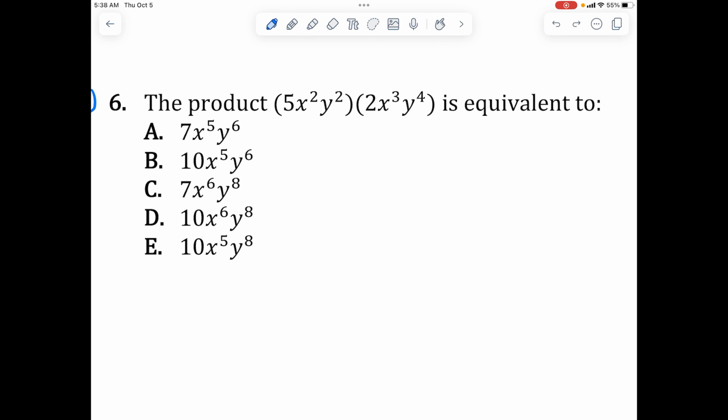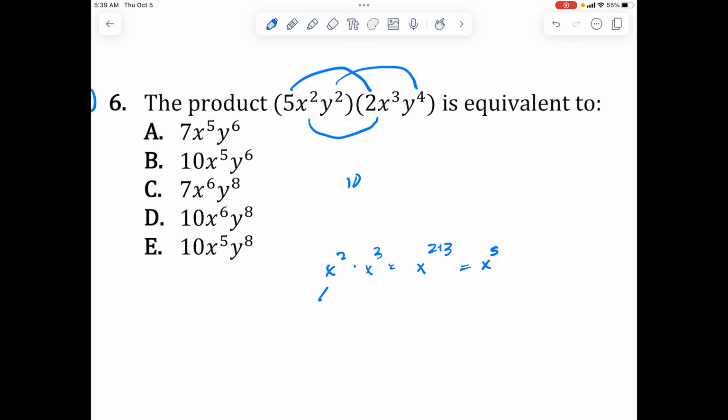The product of this is equivalent to what? So what we're going to do here is combine the 5 with the 2, the x with the x, and the y with the y. All right? So let's first do 5 times 2. That's 10. X squared times x to the third is going to be x to the 2 plus 3, which is going to be x to the fifth.